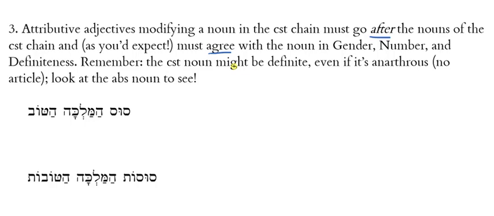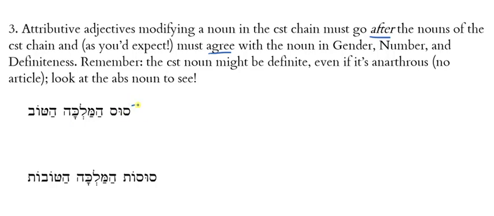Remember, the construct noun might be definite, but you're not going to know by looking at the form because there can't be an article attached to the construct noun. So how will you know if the construct noun is definite, even if it's anarthrous? You have to look at the absolute noun, the second noun, to figure that out. So let's take a look at these examples.